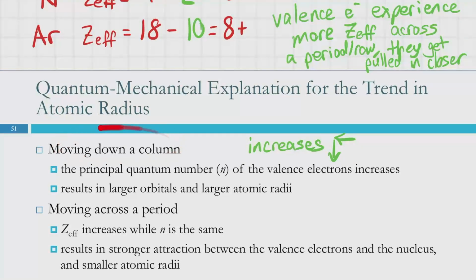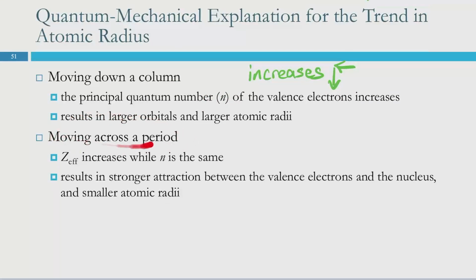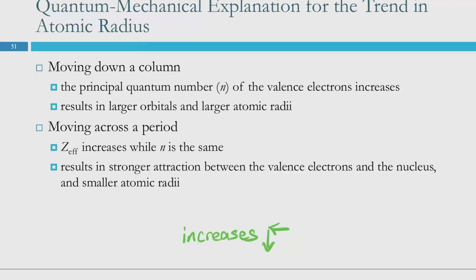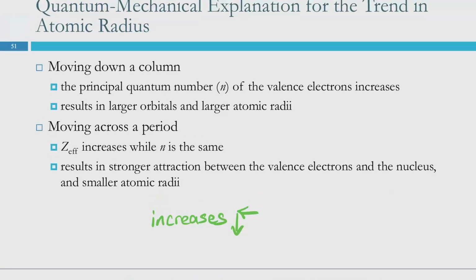It increases as we move down a column because we're adding shells to our atom, adding layers to our onion. And as we're moving across a period, our effective nuclear charge increases, but we haven't added any more shells. And so it's going to get smaller as we move left to right. I think it's usually more helpful to talk about the way that it increases. So it increases right to left, top to bottom. Any questions about our radius trend?